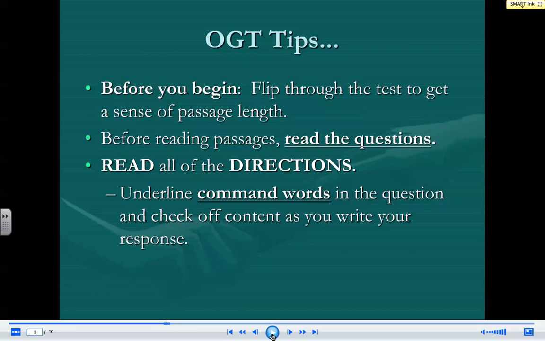Before you begin your OGT reading test this morning, flip through the test to get a sense of the passage length. Before reading the passages, read the questions. This may give you clues to the key concepts that you're looking for as you're reading. Read all of the directions. Underline command words in the question and check off content as you write your response.